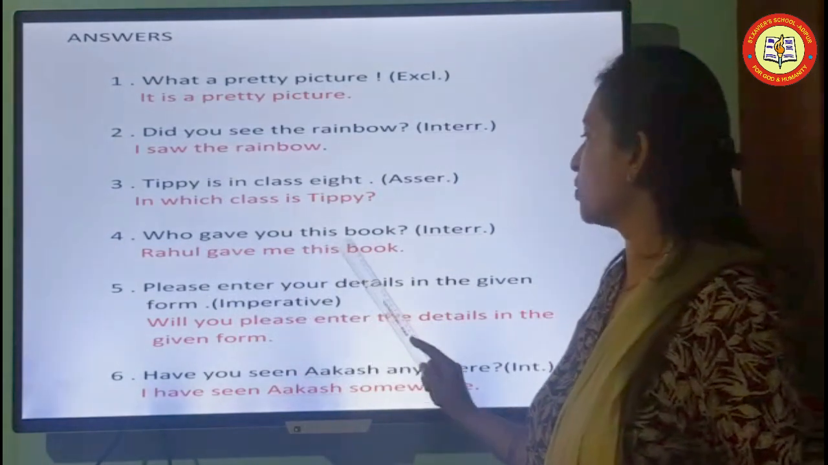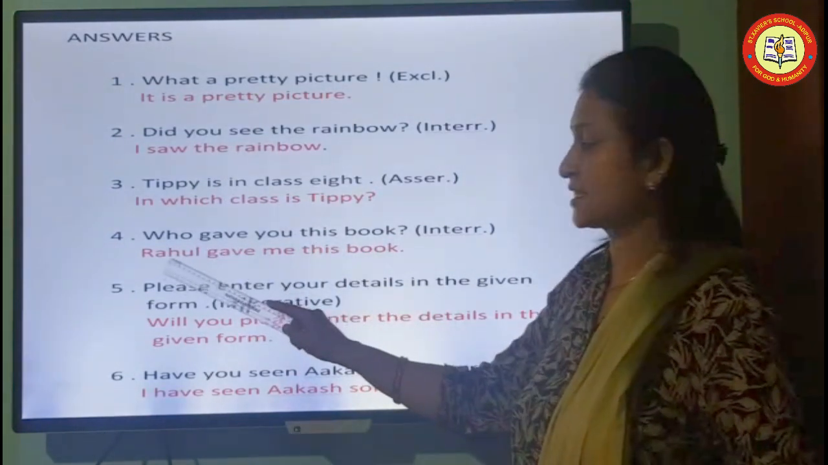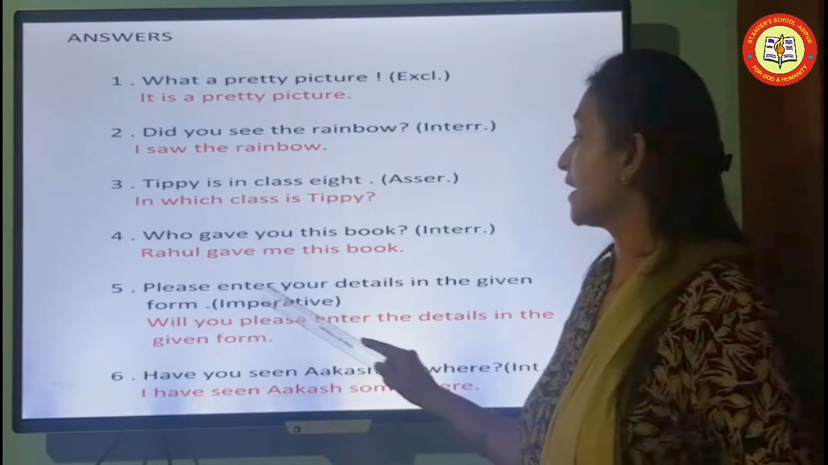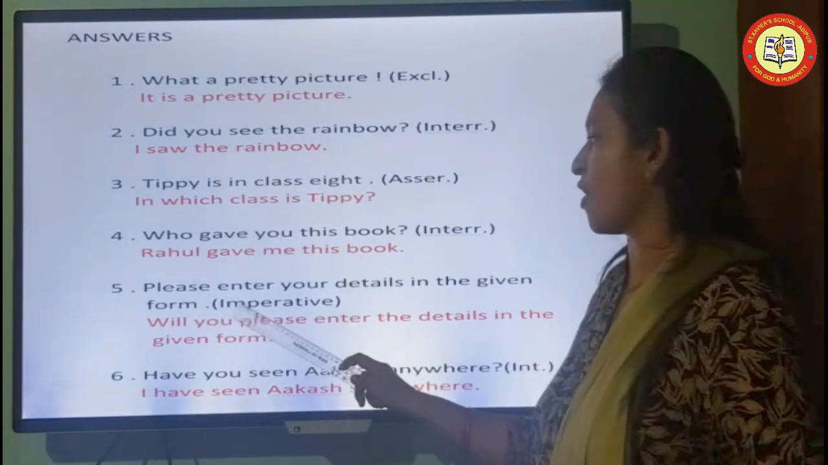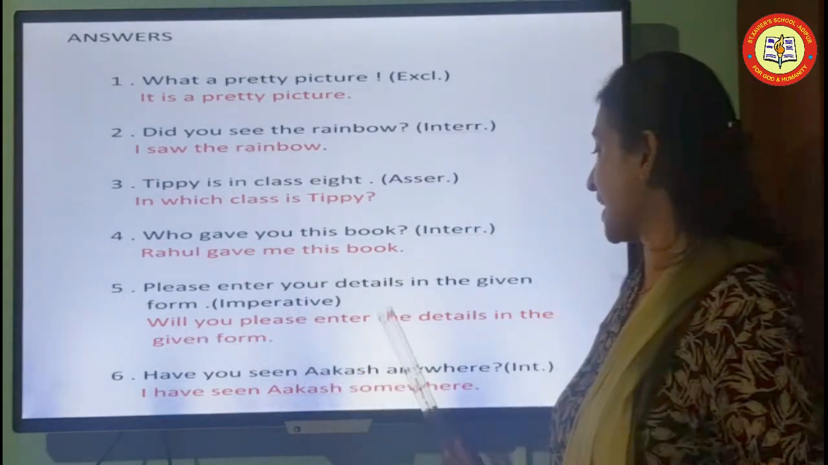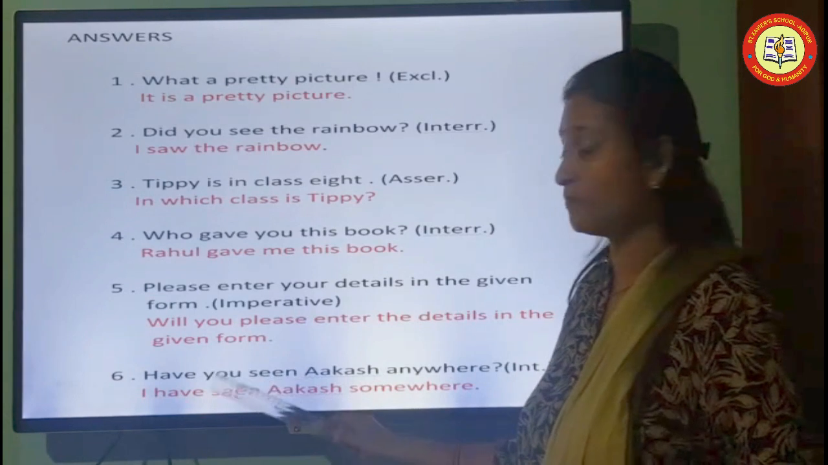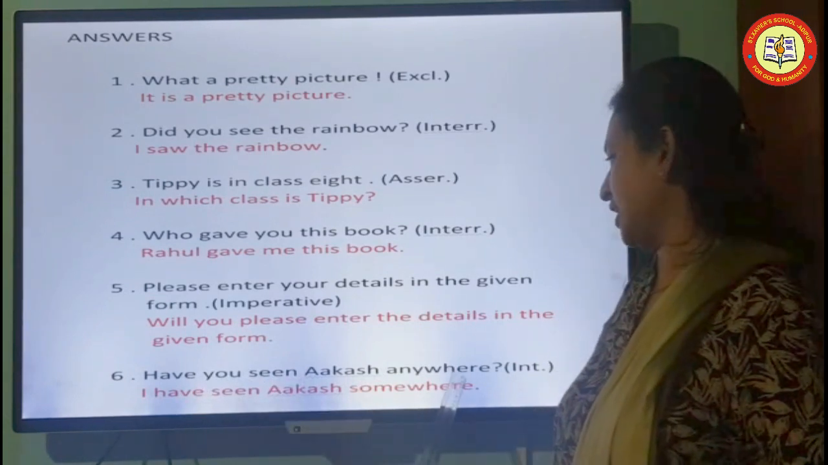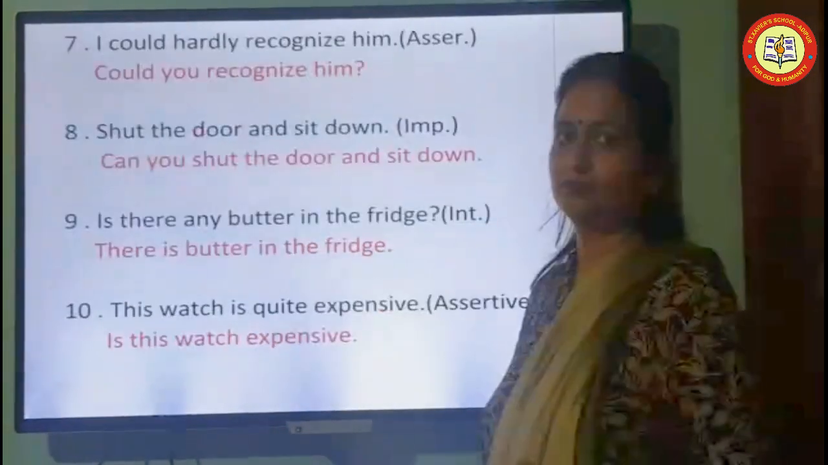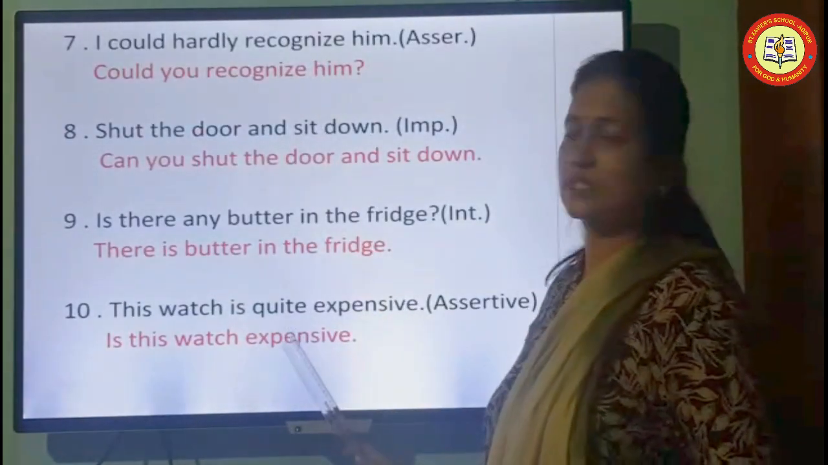Who gave you this book? Interrogative. So write in assertive. Rahul gave me this book. Please enter your details in the given form. This is imperative. So it will be, will you please enter the details in the given form? Have you seen Akash anywhere? I have seen Akash somewhere. Go through these answers also.